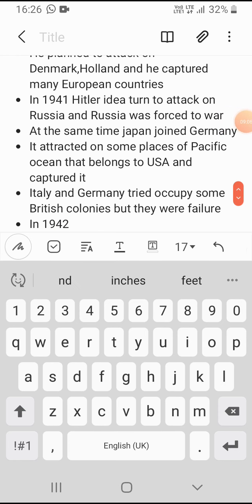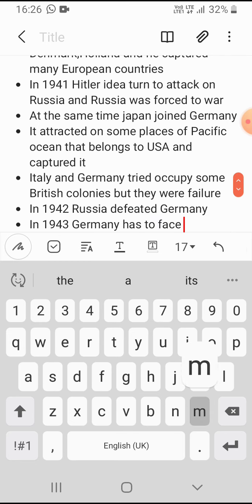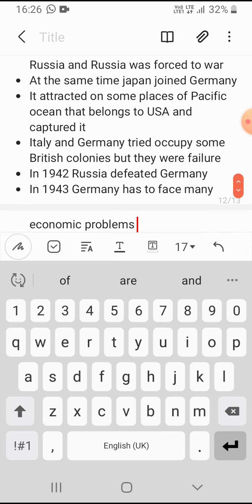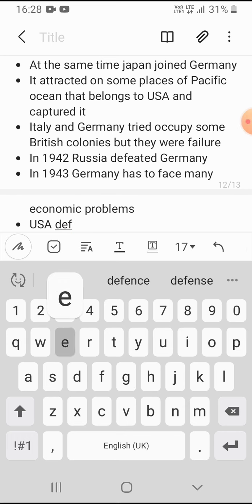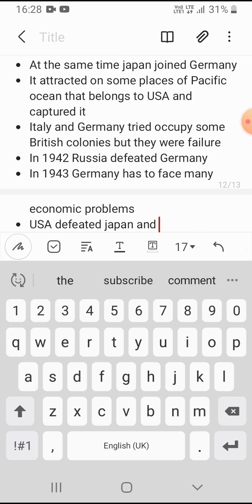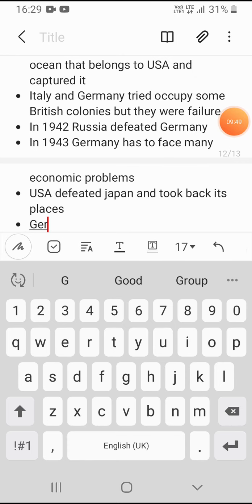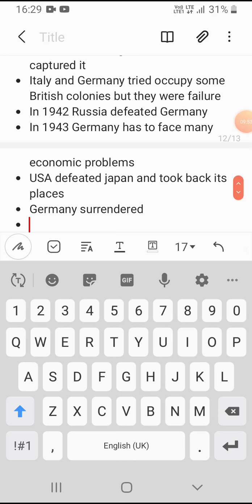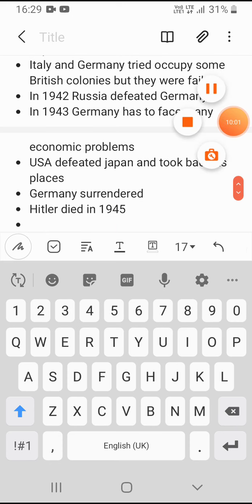In 1942, Russia defeated Germany, and in 1943 Germany had to face many economic problems. As well as this, the USA defeated Japan and took back its places in the Pacific Ocean that had been attacked. Afterwards, Germany surrendered, and Hitler died in 1945; he shot himself and died.